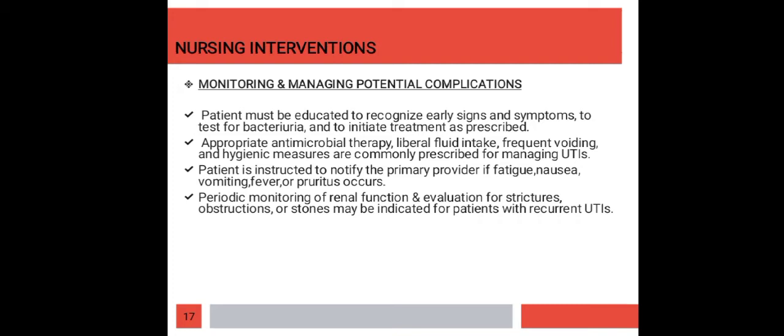Monitoring and managing potential complications. Patient must be educated to recognize early signs and symptoms, to test for bacteriuria, and to initiate treatment as prescribed. Appropriate antimicrobial therapy, liberal fluid intake, frequent voiding, and hygienic measures are commonly prescribed for managing UTIs. Patient is instructed to notify the primary provider if fatigue, nausea, vomiting, fever, or pruritus occurs. Periodic monitoring of renal function and evaluation for strictures, obstructions, or stones may be indicated for patients with recurrent UTIs.